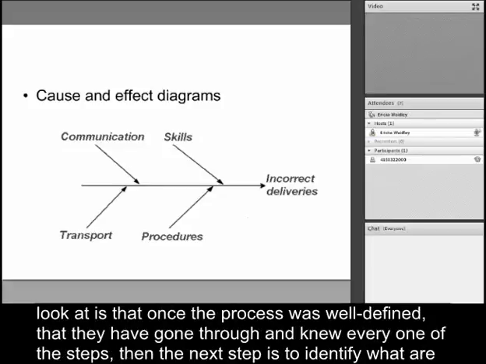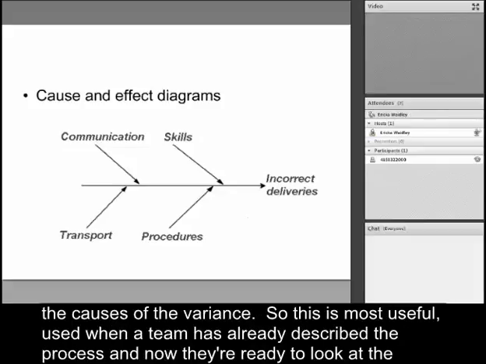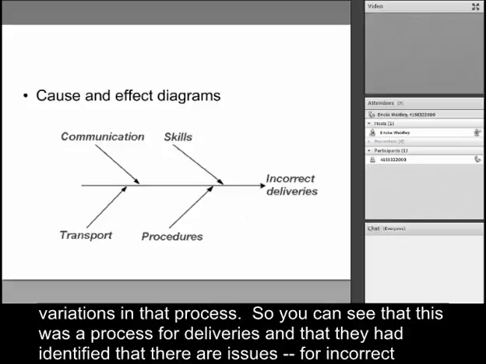So what he wanted to look at is that once the process was well defined, that they'd gone through and they knew each one of the steps, then the next step is to identify what are the causes of the variance. So this is most used when a team has already described the process and now they're ready to look at the variations in that process.